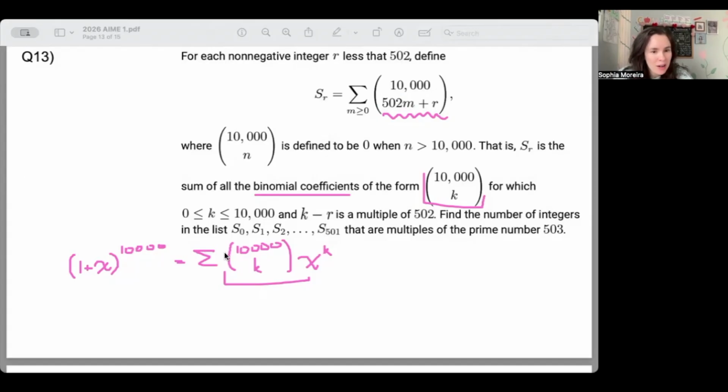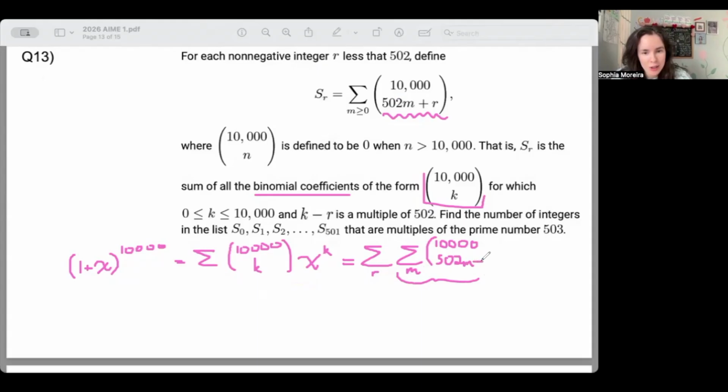So therefore, we can just rewrite this sum as a double summation over all the possible m's and r's. But I'm going to write it with the m's on the inside just so that it more closely resembles the S of r's, to see if that's going to be useful for us. And then again, literally just writing out the same formula here with the 10,000 choose k, except this time I'm just writing a slightly more complicated looking k, but nothing else is actually changing. And likewise, as we're doing this x to the k term, we have x to the power of 502m plus r.